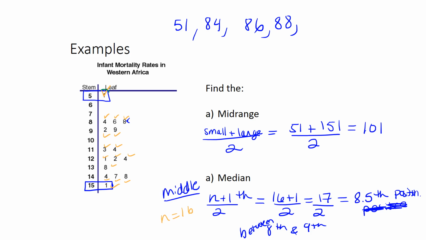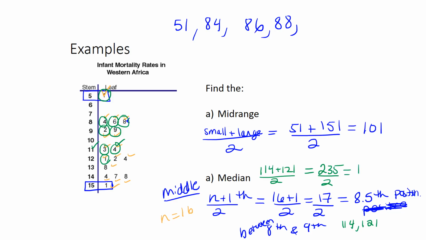So in between the 8th and the 9th, 1, 2, 3, 4, 5, 6, 7, 8. So the 8th number, it looks like, is 114. And the 9th number is 121. All right, so what we're going to do for the median, it's going to be halfway between the 8th and the 9th. So we're going to average those two numbers. 114 plus 121 is 235. Divided by 2 is 117.5. That is the median.